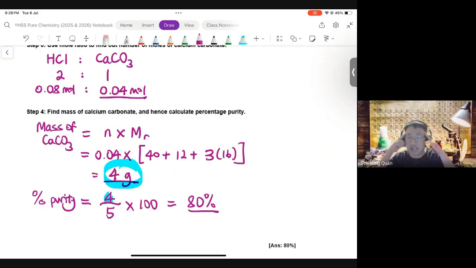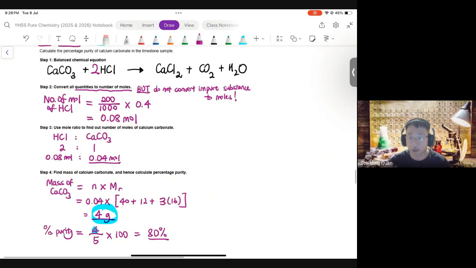So the idea always, step 1, balance chemical equation. Step 2, convert the quantities to moles. But remember, you can only convert the substance which you know, which is HCl. The 5 grams in this worked example, you do not convert to moles because you are not sure how much of the 5 grams is actually calcium carbonate. So we convert the HCl to mole.